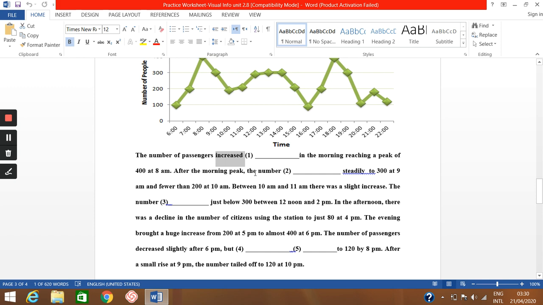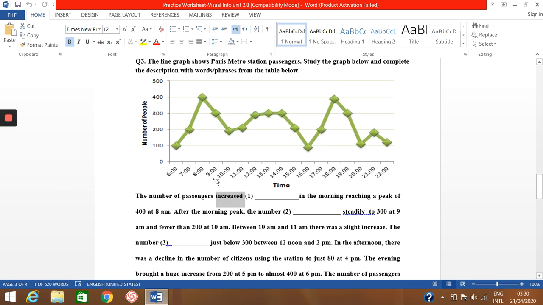After the morning peak, the number dash steadily to 300 at 9. So let's look at 9. What happened at 9? This is 9. And also from 400 to 300, you see, in a permanent way. So dash steadily.